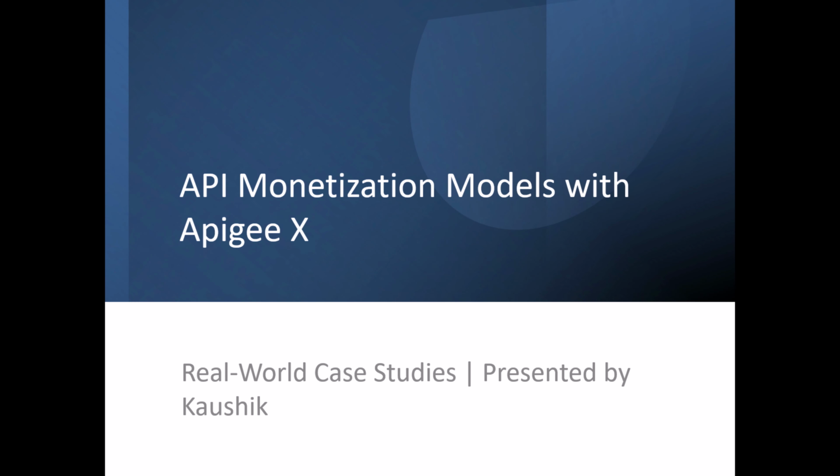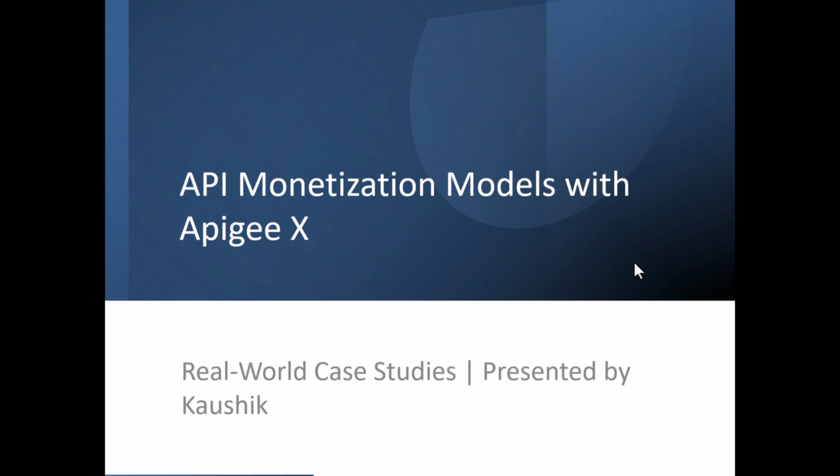So over to this topic. Now we'll explore in this lecture four popular models. They are subscription based, pay-per-use, freemium and transaction fee, each backed by real world examples of companies using Apigee X. So let's jump right in.